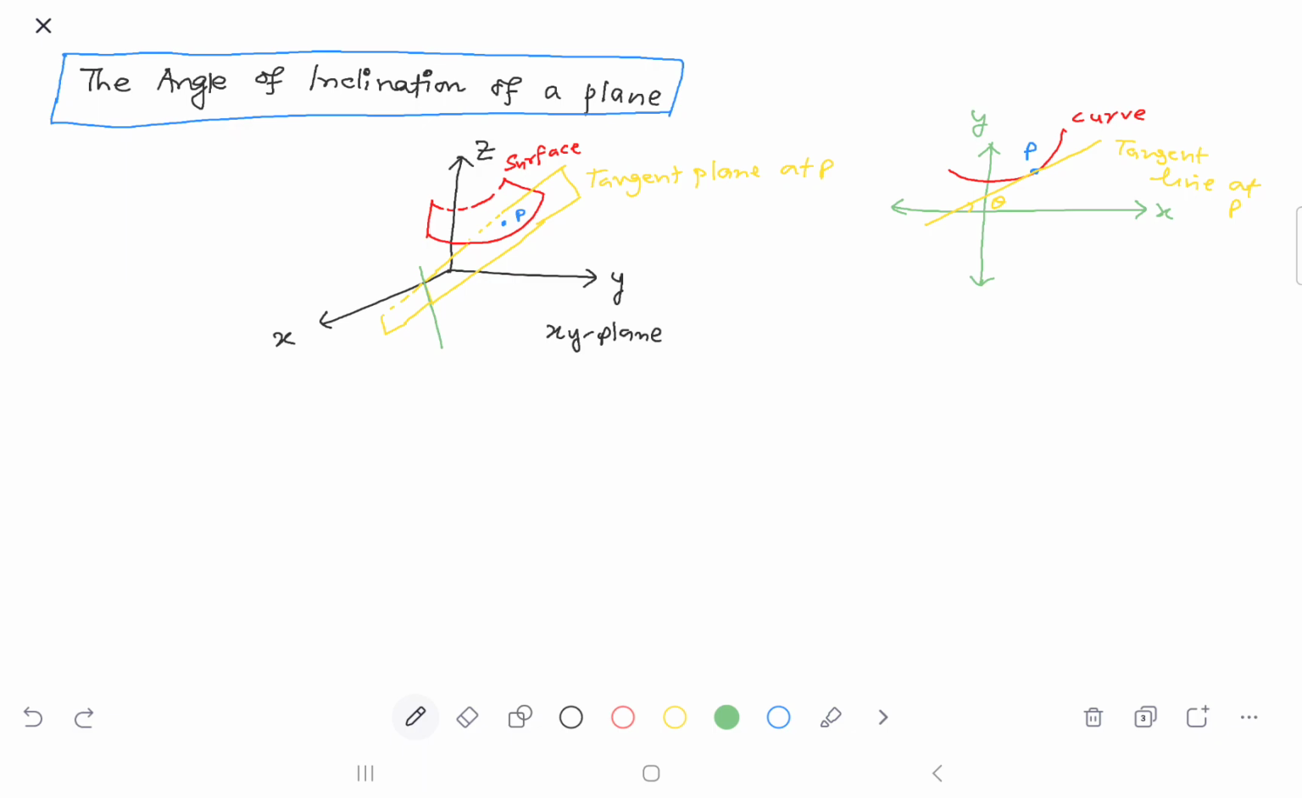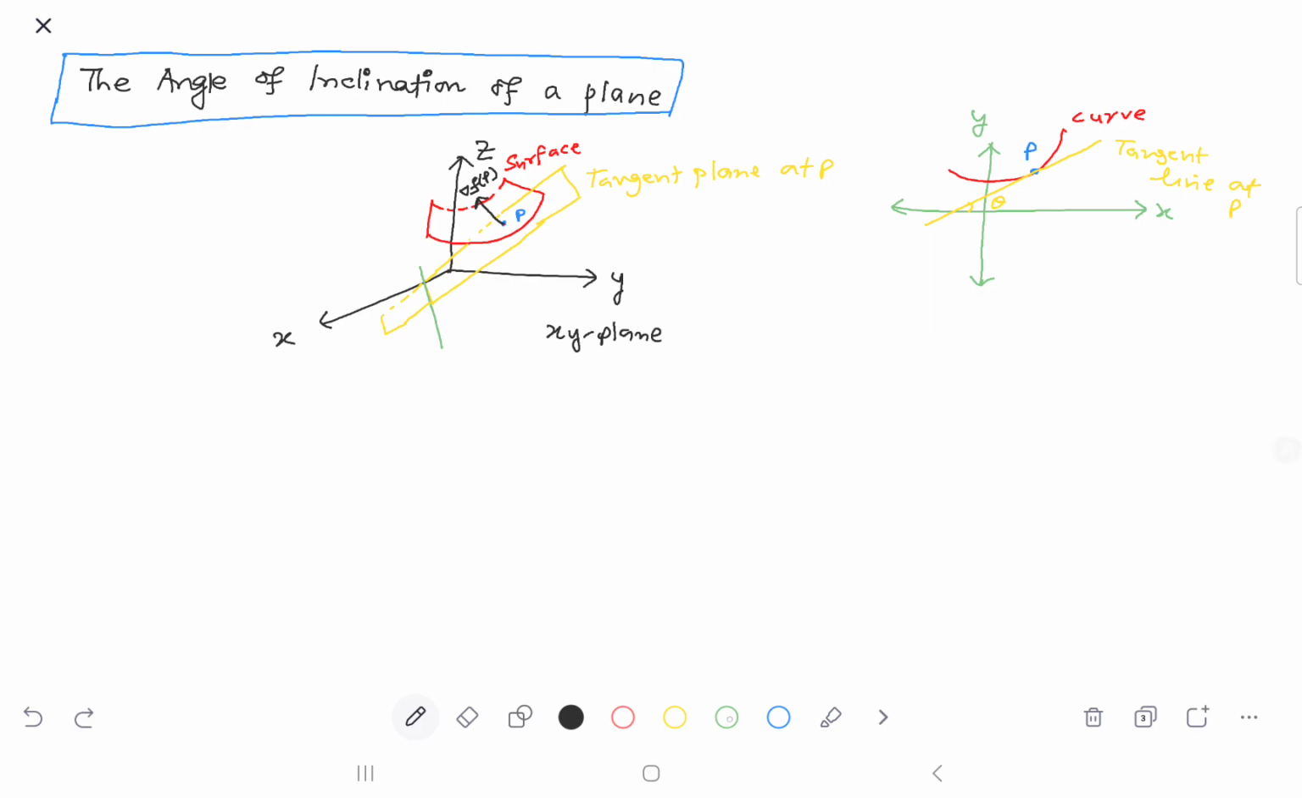Now what is the normal vector of the tangent plane? We know that it is the gradient of f at the point P. So this is the normal vector, normal to the tangent plane, right?